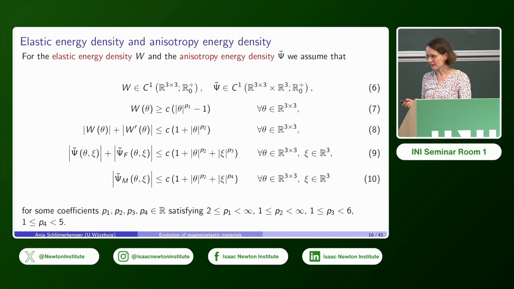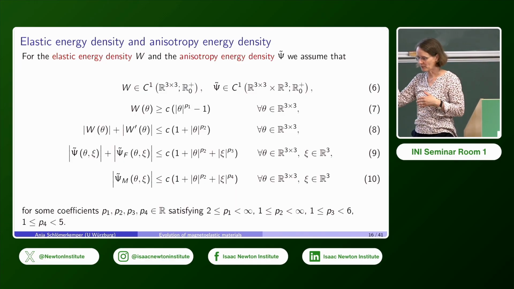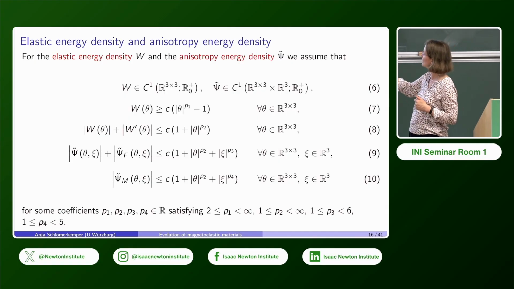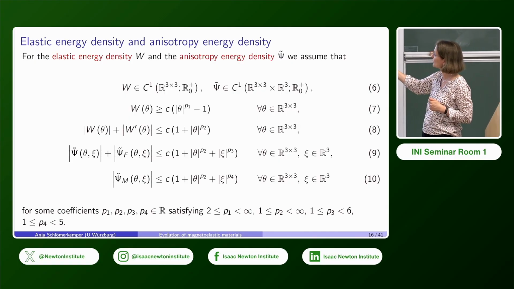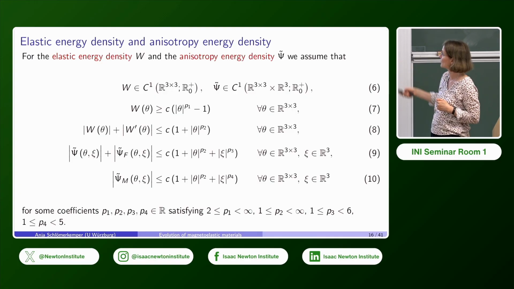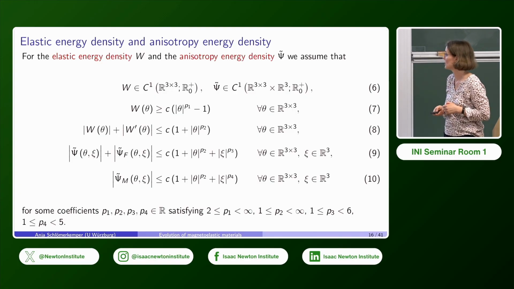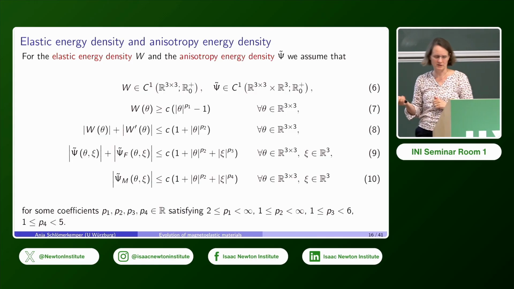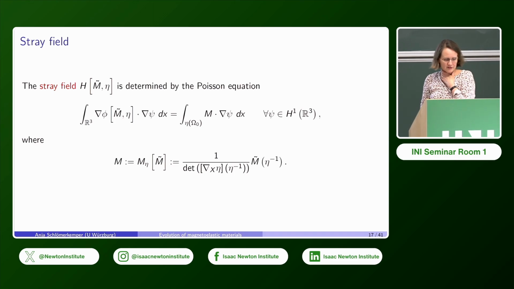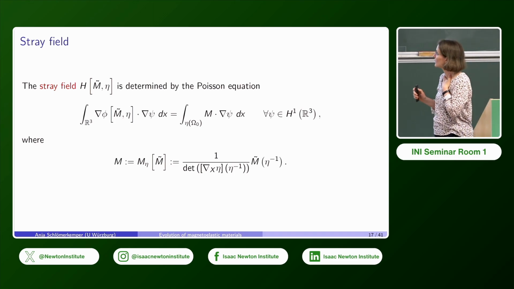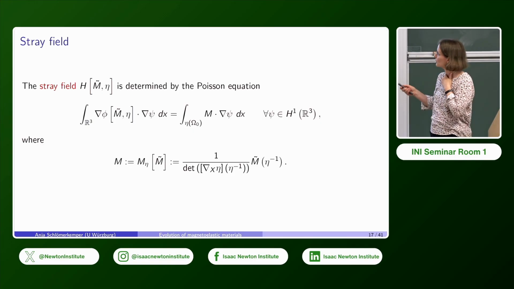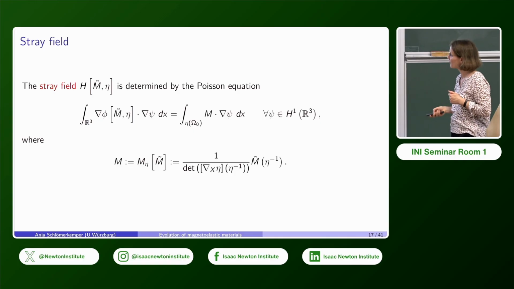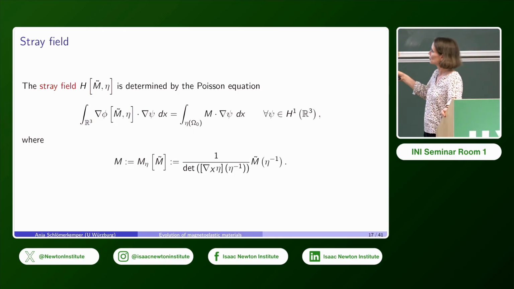We need some mathematical assumptions on the different parts of our energy, and these are, I would say, standard assumptions. We need some regularity assumptions on the elastic part of the energy, on the anisotropy part of the energy, and then we have some growth and coercivity conditions on these potentials. The details are not important for this. The stray field, I would just want to mention, is a solution of Maxwell's equations, and we have Poisson's equation that can be solved here. Also, the details are not important for this talk.